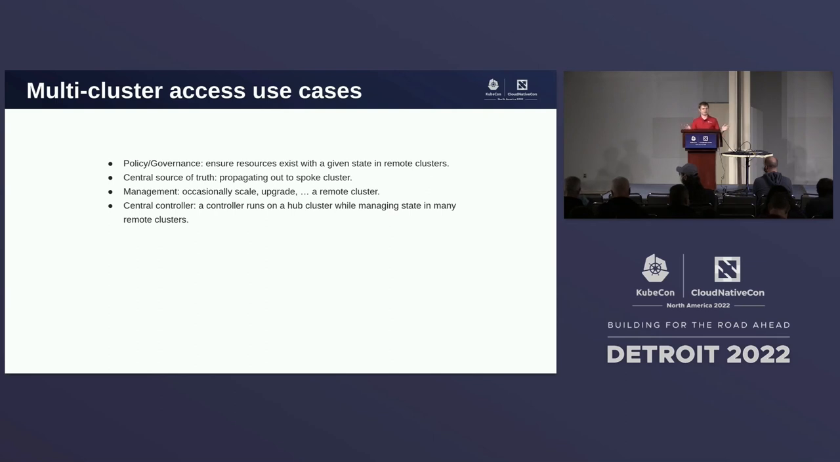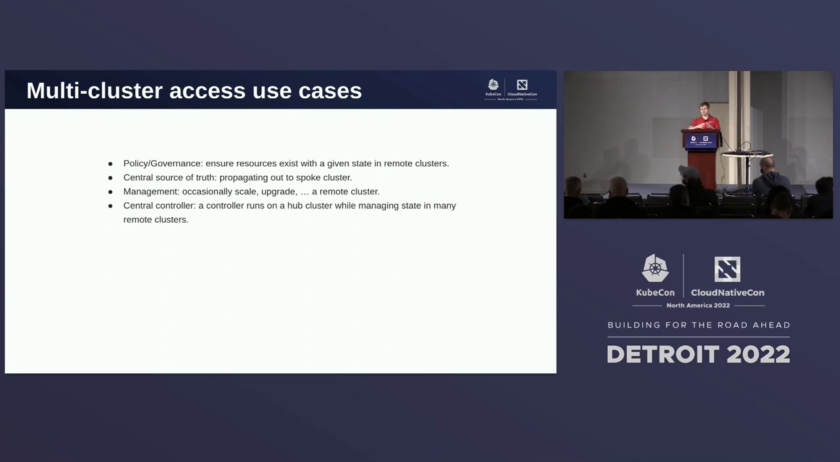We do, again, Kubernetes native infrastructure management. So we do it with OpenShift, policy and governance through Kubernetes APIs. You've got a hub cluster and many, many spoke clusters, and you can enforce policies about resources and different things that exist on those spoke clusters, right? Well, that requires you to interact with those clusters. Another use case is just having a central source of truth, which is a related topic, and propagating that out to clusters as those clusters come and go.